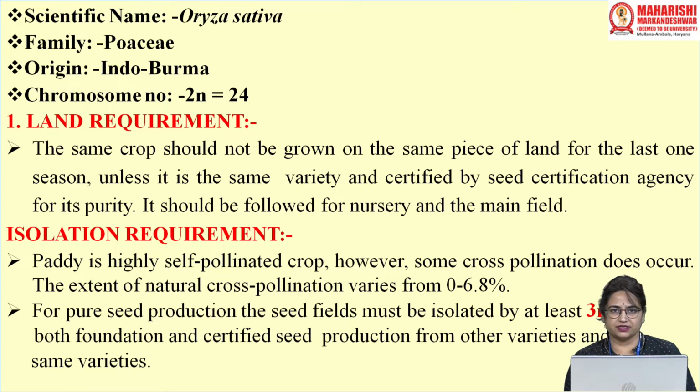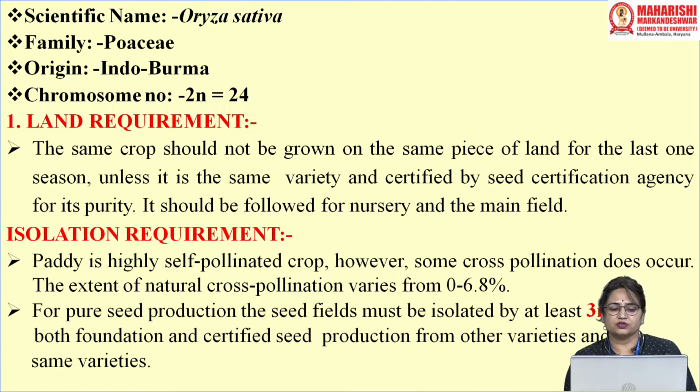Second is the isolation distance. Isolation distance is the minimum prescribed distance between two crops or between two different varieties of the same crop to avoid mechanical mixing or pollen contamination. It is specific for specific crops, and isolation distance is more in case of cross pollinated crops and less in self pollinated crops. So, paddy is a highly self pollinated crop, however, some cross pollination does occur.